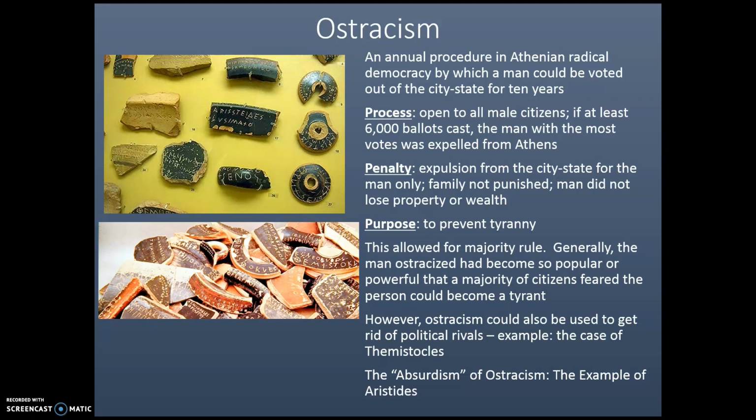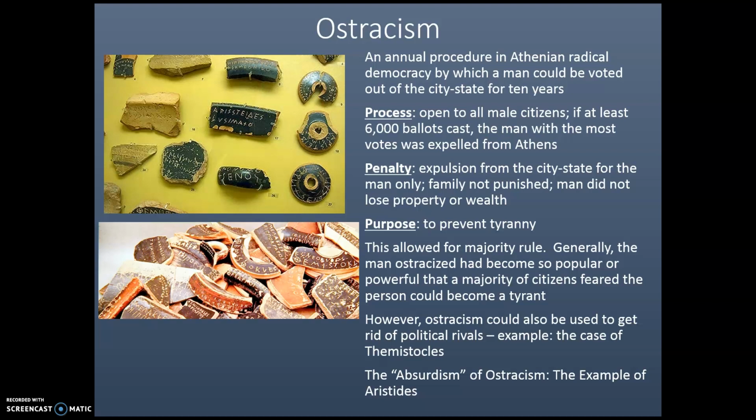But there's also the absurdism of this. And this example is in the book from Aristides. You can actually see here one of the clay pots with his name scratched on it. So the story goes, Aristides is walking to the council. It's ostracism day, and he's talking to a guy. Who are you going to vote for? The guy says, I'm going to vote for Aristides. Obviously, he doesn't realize who he's talking to.